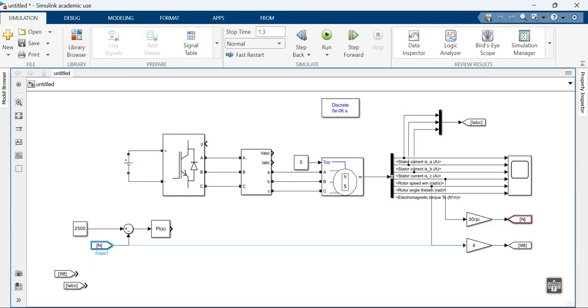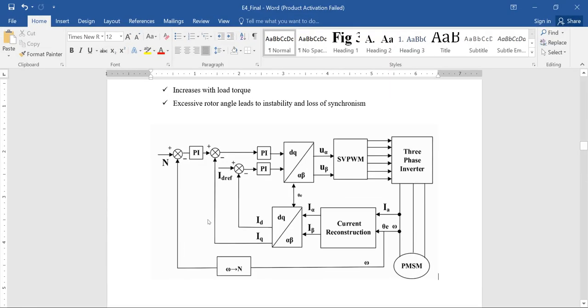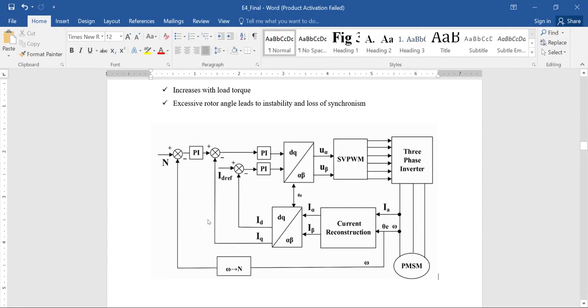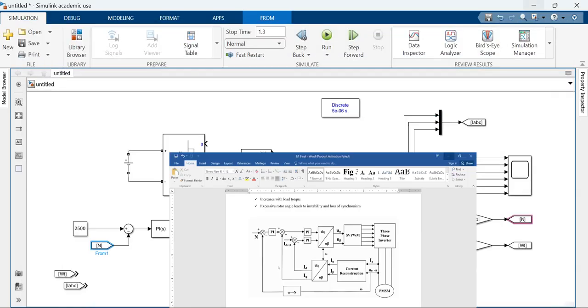So now this point has been completed. Now let us come here. I have all the 3 currents which are measured at this point, and I want to convert this measured current into alpha beta. So ABC to alpha beta is required.